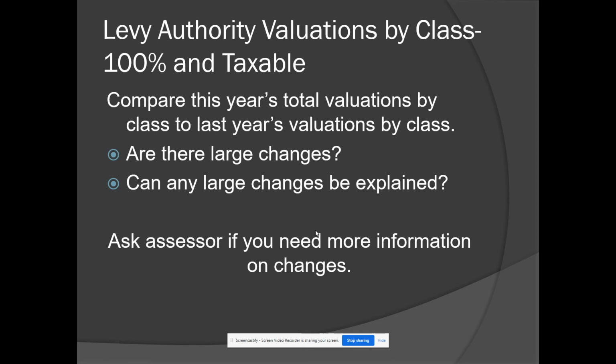Levy authority valuations by class, 100% and taxable. And one thing I do recommend is that you compare this year's total valuations by class to last year's total valuations by class. So run your county reports, look at your valuations by class, compare them to last year, and sort of see, are there large changes? Can any large changes be explained? Does this all make sense and seem reasonable? If there are significant changes and you're not sure why that would be, certainly ask your assessor if you need some more background on what might be causing the numbers to fluctuate.